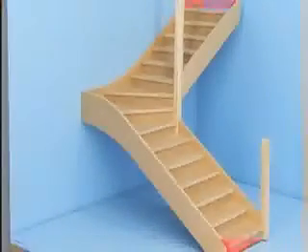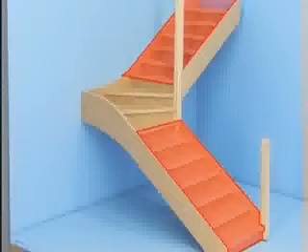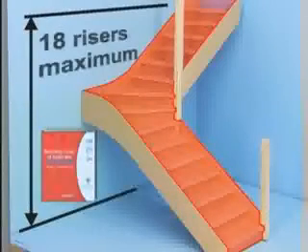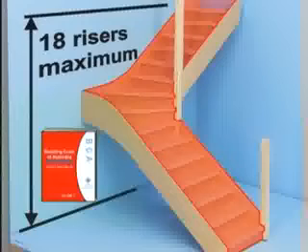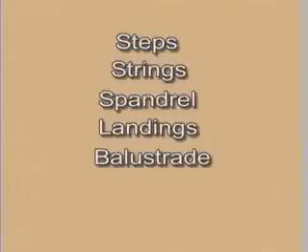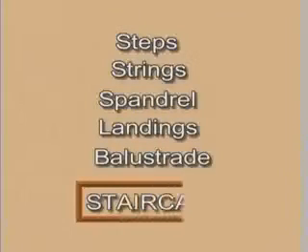Because winders join 2 separate flights into one flight, the total number of risers, as per the code, cannot exceed 18. The entire structure, steps, strings, spandrel, landings and balustrade, is referred to as a staircase.